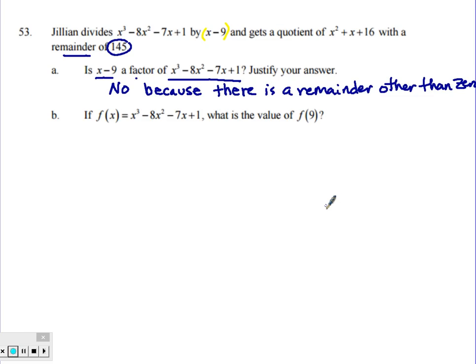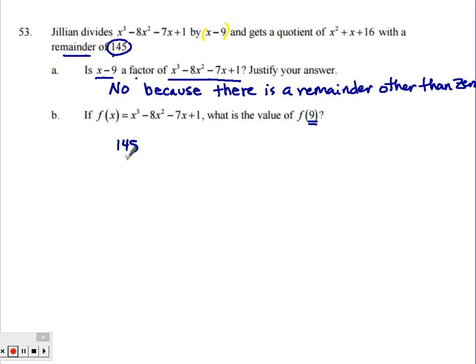All right, and then it asks, well, if this is our function, what is the value of f of 9? And we learned about the remainder theorem. The remainder theorem says that if we plug in a positive 9 into our function, we end up just getting the remainder. So the answer should be 145.